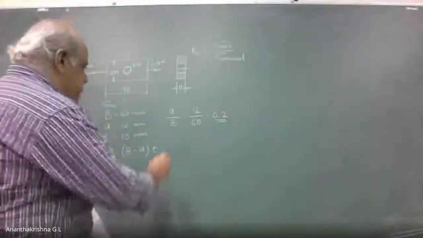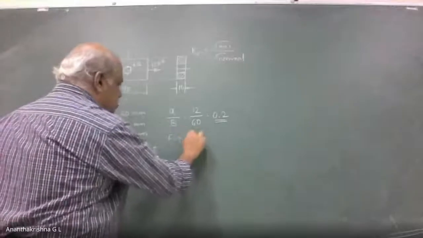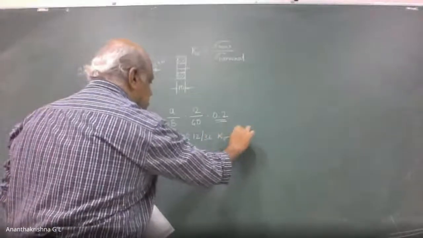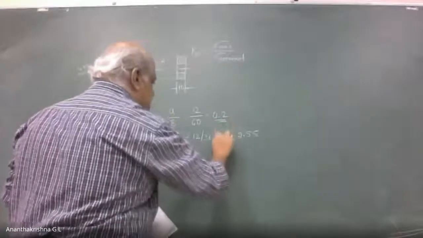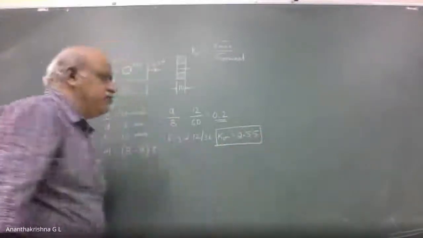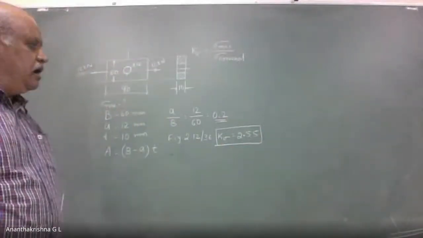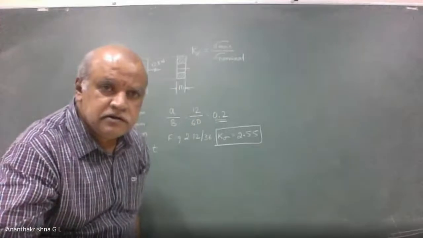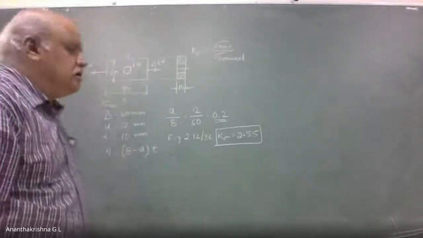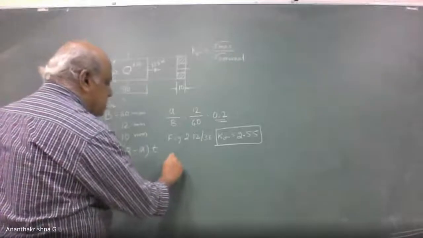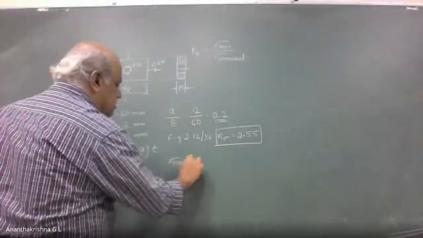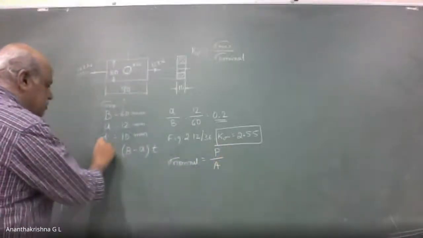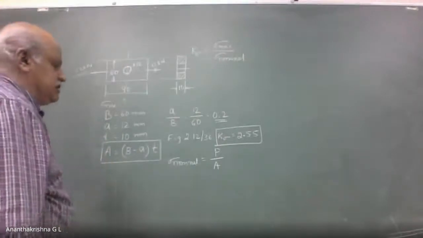So from figure 2.12 on page number 36, K sigma is equal to 2.55. Okay, Sanjay Gowda, it is 2.55. And we have K sigma is equal to sigma max by sigma nominal. Now we need to find out sigma nominal. Sigma nominal is equal to load by area of cross section. So we know the area of cross section is given by B minus A into T.